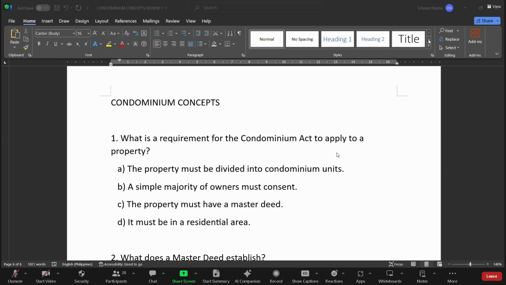Letter A, the property must be divided into condominium units. B, a simple majority of owners must consent. C, the property must have a master deed. Or D, it must be in a residential area. Okay, so those who just came in, we are answering on our own.